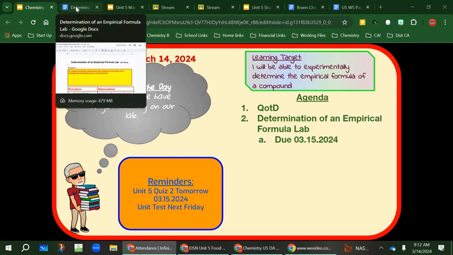All right. So today, ladies and gentlemen, you are going to determine an empirical formula experimentally. It's a formula that we could find based on the periodic table, but you're going to determine it experimentally as well today. So that is the plan.